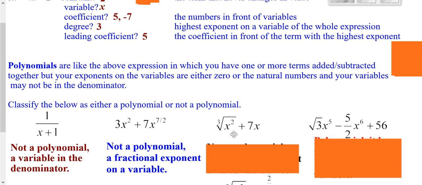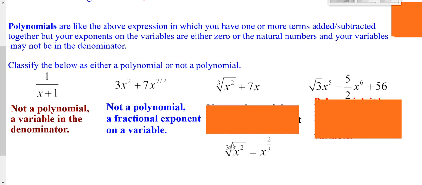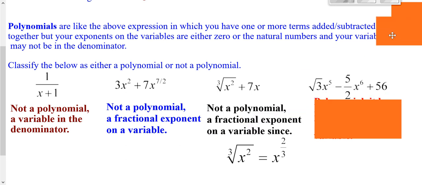Now, this next one is also not a polynomial. Yes, you don't have variables in the bottom, and you might think you have positive whole number exponents, but this first one has a variable in a root. A variable in a root is really a fractional exponent like what we have right here. So the cube root of x squared is really x to the 2/3 power. So once again, we have a fractional exponent. So it does not work.